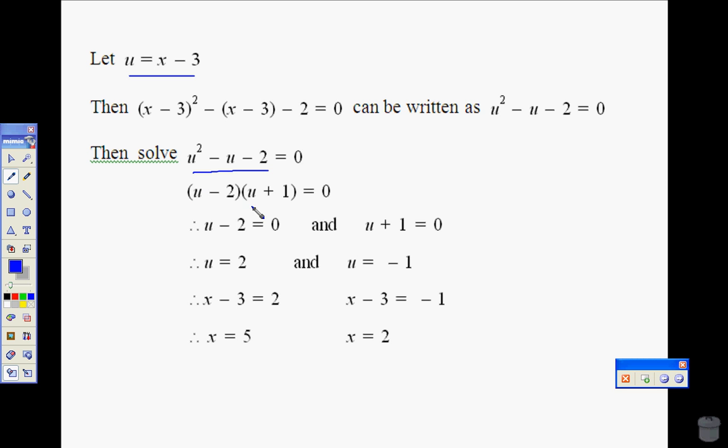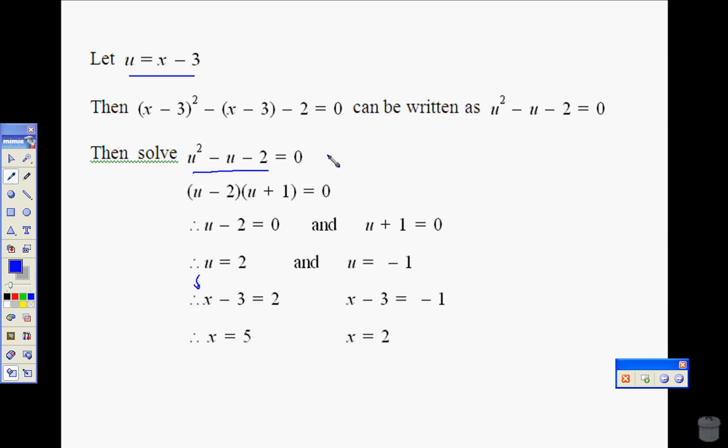So when we solve that, u − 2 would equal 0, or u + 1 would equal 0, because either of those can be equal to 0. So u will end up being equal to 2. Now if u is equal to 2 and u is equal to x − 3, we can just do the substitution back again. So the x − 3 gets subbed back in for u, and we can solve that. x − 3 is equal to 2, so x would have to be equal to 5. Similarly, if we've got u + 1 equal to 0, u would equal −1, or x − 3 would equal −1, so x ended up being 2.